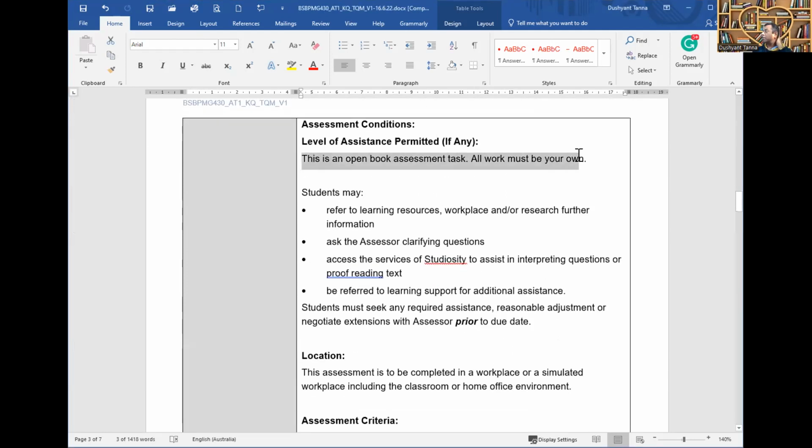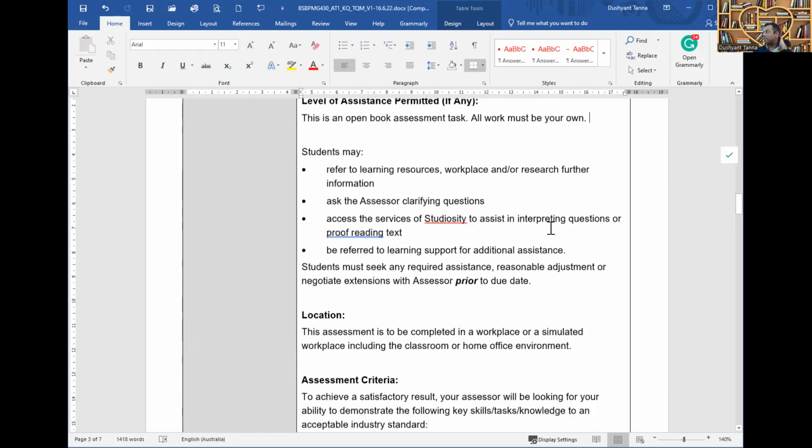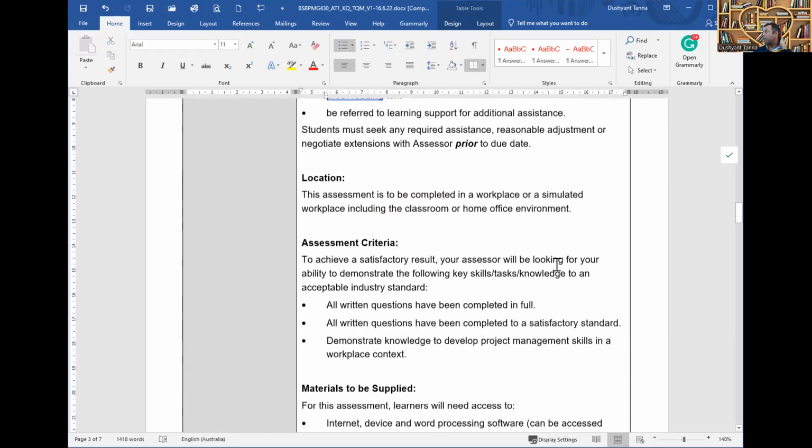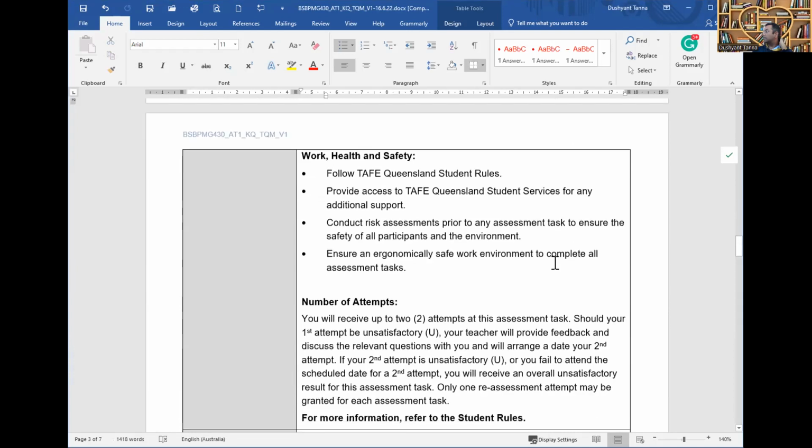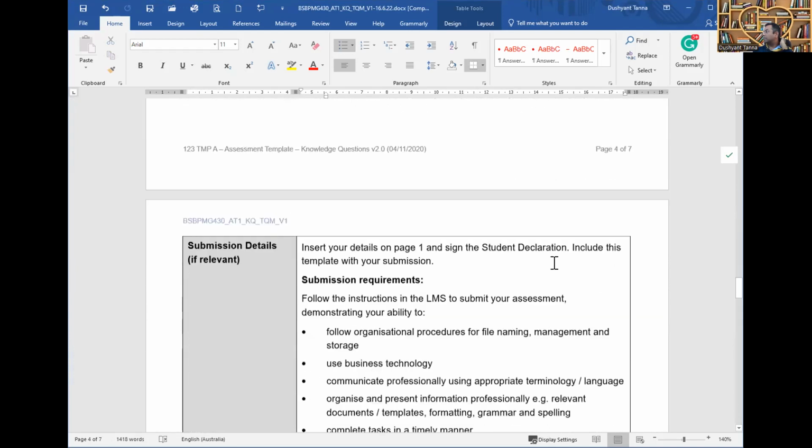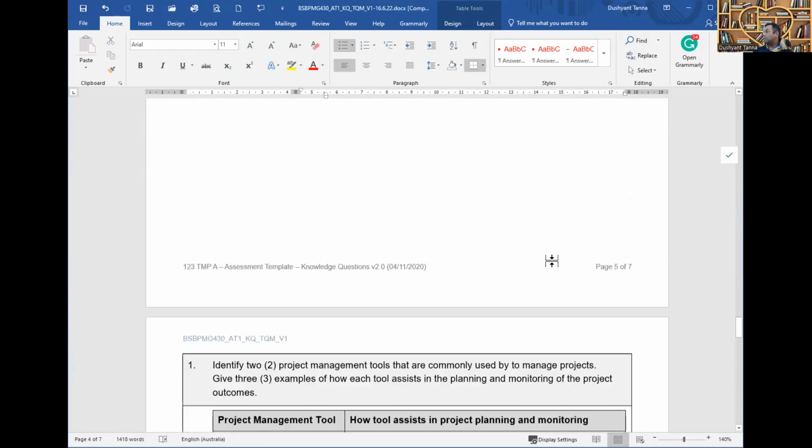All work must be your own. If you are referring to any website or any resources, always paraphrase it. Otherwise, it's plagiarized work and you will be given a not satisfactory grade and it will be recorded as plagiarized work. That's not great, but this is all standard. Everything is good.